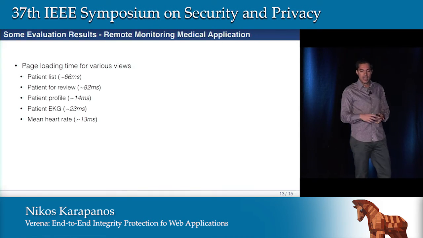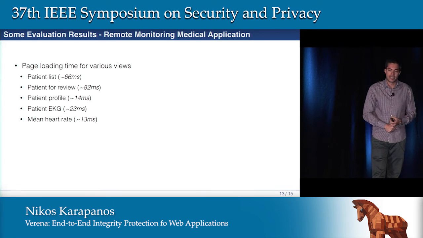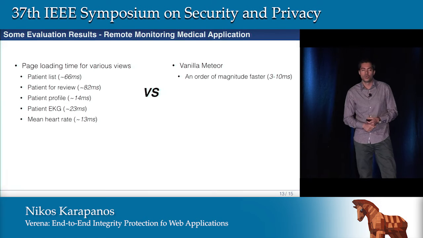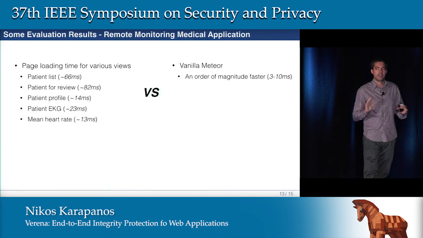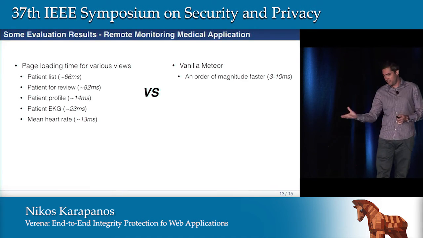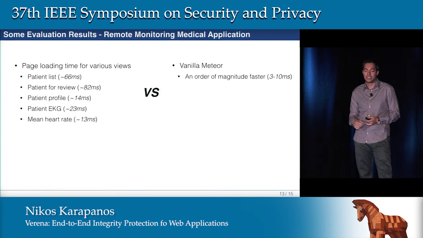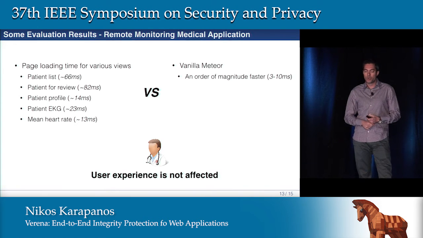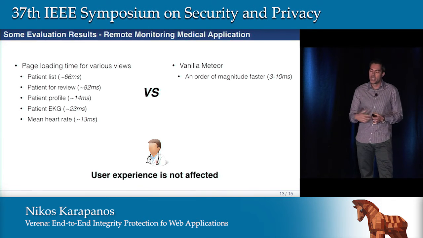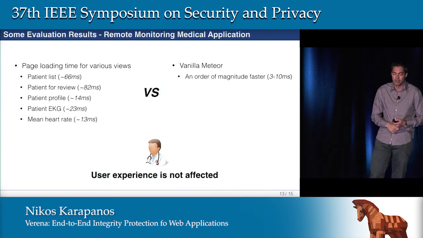And as you can see, for maybe the heaviest views, so the second view, for example, the total latency can be up to 82 milliseconds on average. Now, if we compare this to the vanilla Meteor implementation, meaning that Verena is not enabled, then we can see that the vanilla version is an order of magnitude faster. As Christina said, there is no free lunch, so there is still some overhead. But the important thing to notice is that even with these timings, the user experience should not be affected. The doctors would not experience something different in their browsing behavior.